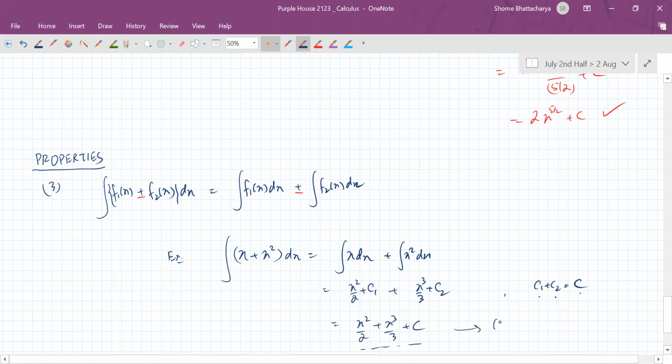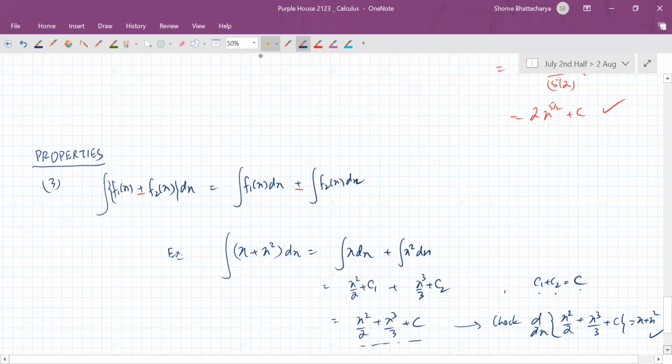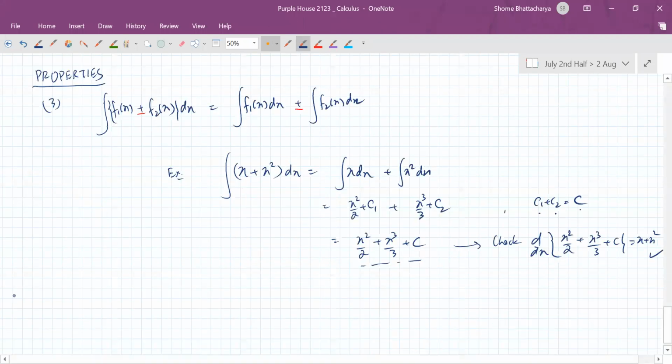You can check yourself and see that if you differentiate this function, regardless of whatever is the value of that constant c, you would always get the derivative as x plus x squared. Get this as this. So let's also work out some examples.